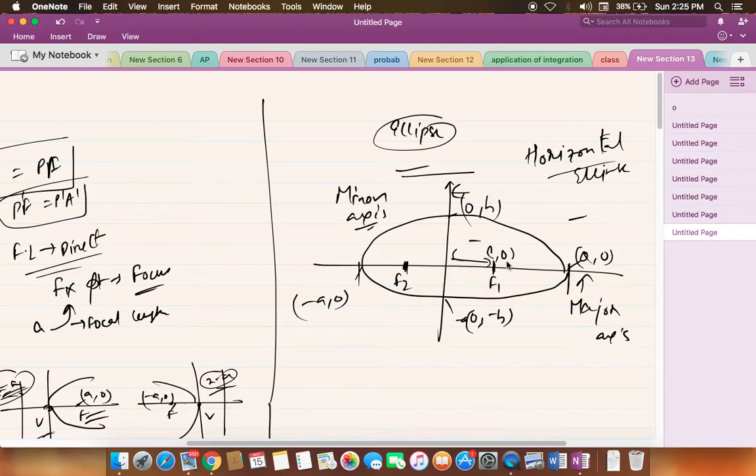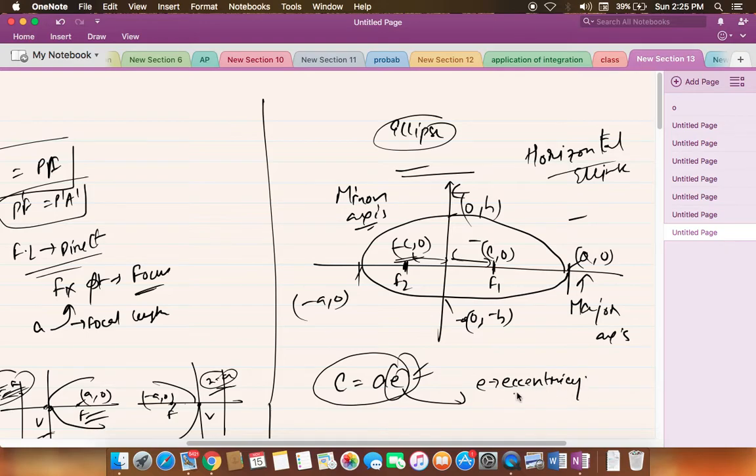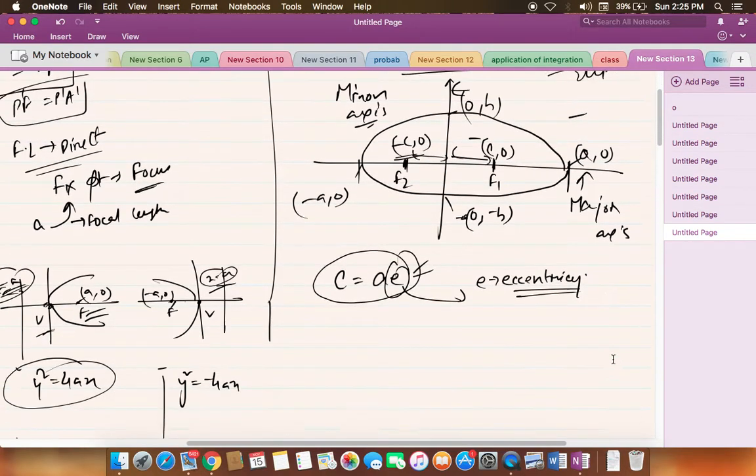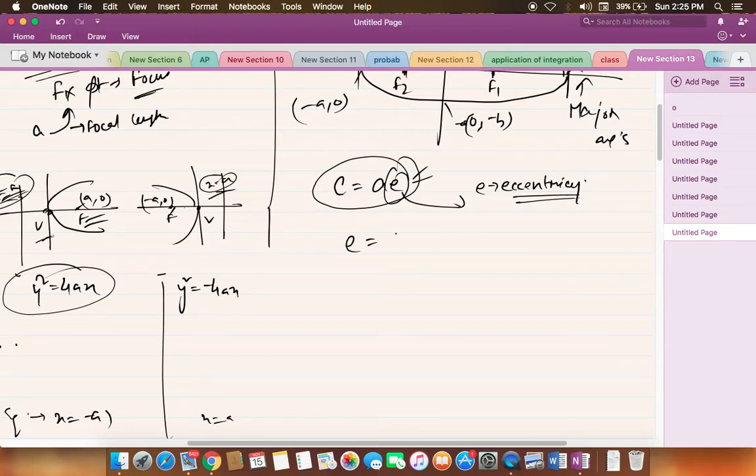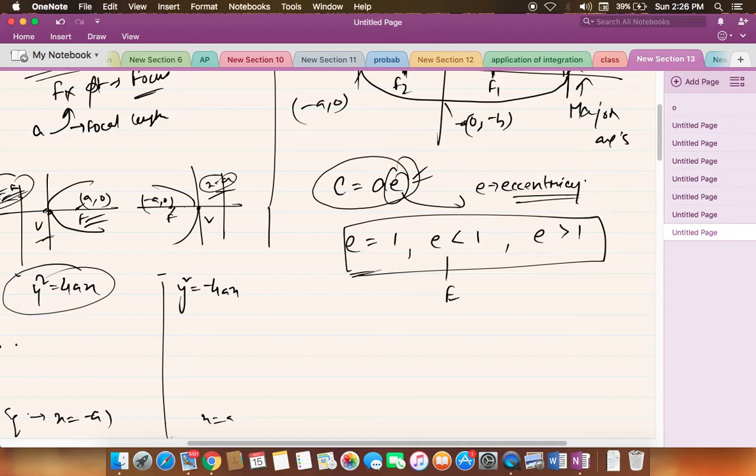This is c comma 0, this is minus c comma 0. Now what is c? c equals ae. So what is e? e is called the eccentricity. For a parabola eccentricity is equal to 1, for an ellipse eccentricity is less than 1, and for a hyperbola eccentricity is greater than 1. You have to keep this in mind. This is for ellipse, this is for hyperbola, this is for parabola.